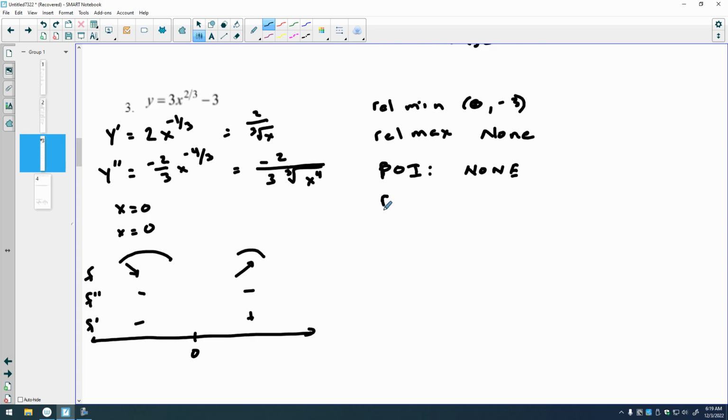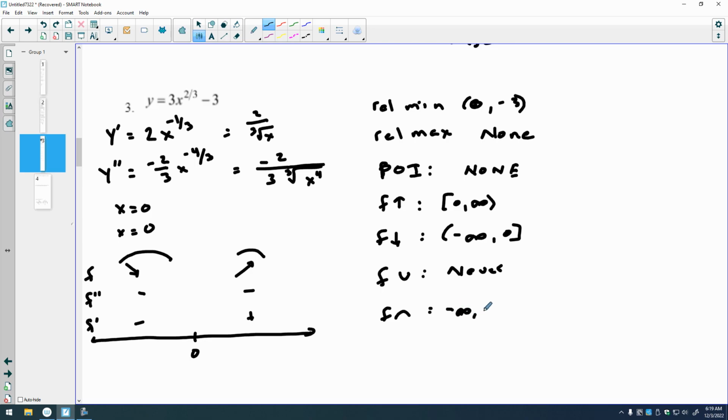All right, I did not do all this stuff. So f is increasing where? Over the interval from 0 to infinity. Where is f decreasing? From negative infinity to 0. Where is f concave up? Never. Where's f concave down? Always. Except for, well, depends on how you read this. We're going to go our interval, negative infinity to 0 and 0 to infinity.